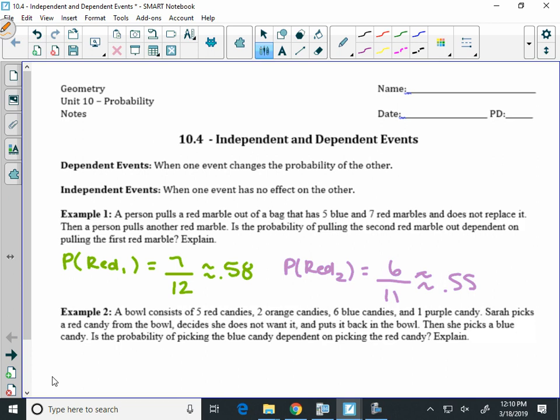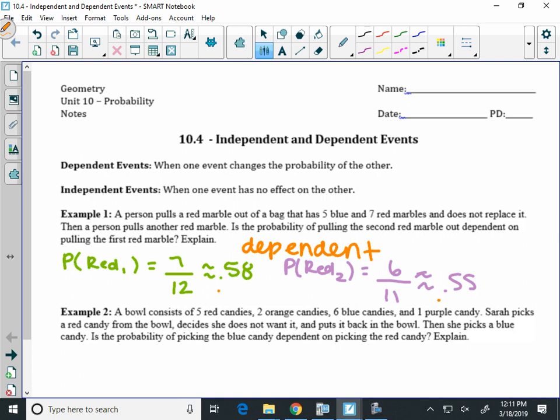No. So what can we say? Are these events independent or dependent? They're dependent. The probability changed. Because the probability of picking a red marble on the second turn was affected, the odds of getting a red marble on the second turn was affected by the fact that you picked a red and did not put it back. It changed the odds of that happening, the probability of that happening.